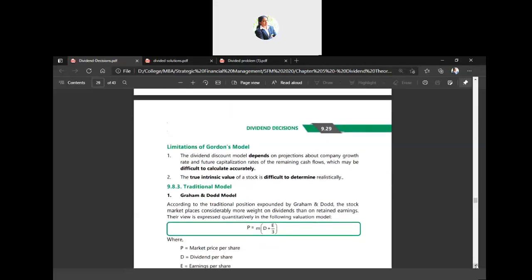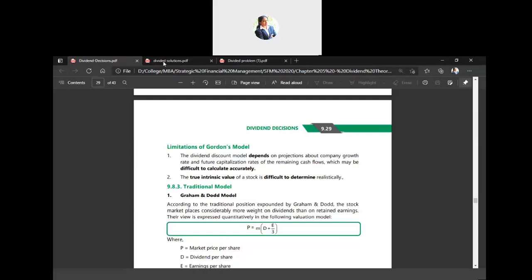On the other hand, there are limitations of the Gordon model. The limitation is that the dividend discount model will always depend on the projection of the company's growth rate and the future capitalization rate of the remaining cash flow, which may be difficult to calculate accurately. And the second limitation is that the true intrinsic value of a stock is difficult to determine in reality. Now this is all about the Gordon model.